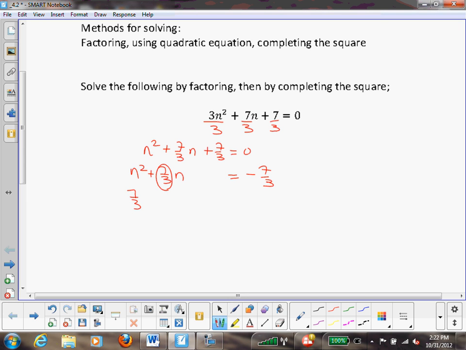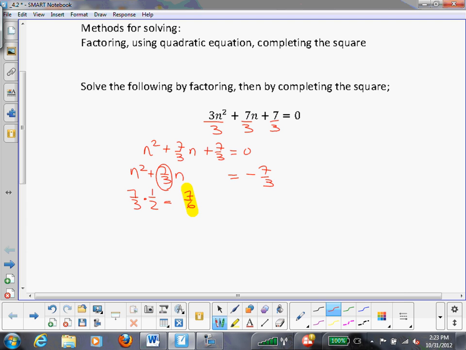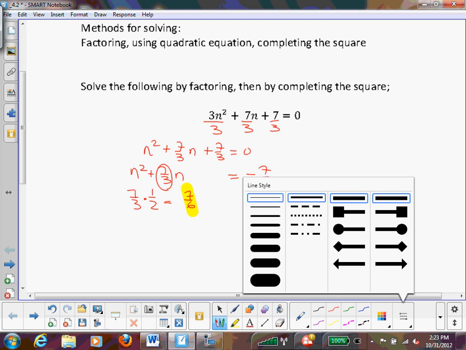So we take the 7/3, we multiply it by a half, and we get 7/6. And what did I say to be able to find that again? What do we do to it? We cloud it or highlight it or do something so that we're going to recognize what we're doing. Okay? All right. What do I do with the 7/6 now?